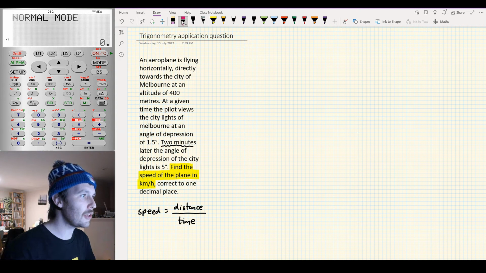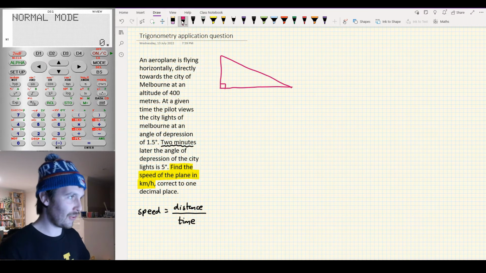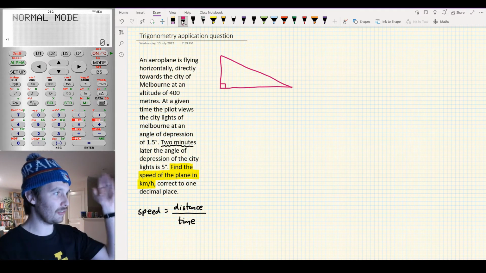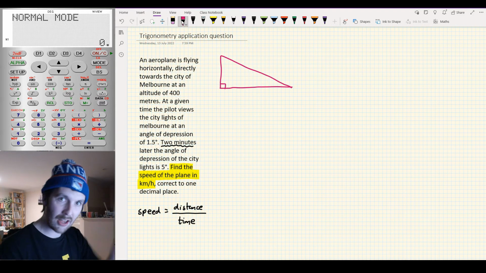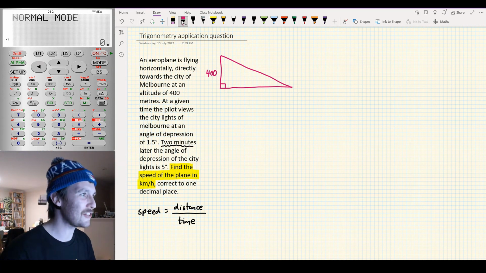So the first thing I'm going to do is draw a bit of a diagram to help me. I'm going to use a right angled triangle. One of the clues for this, by the way, is that it's flying horizontally and we're given the vertical height as well. So it's a nice right angle drop down to the ground. 400 meters is the height of the plane. That doesn't sound like very much, but it could be enough. I'm not an aviation expert.